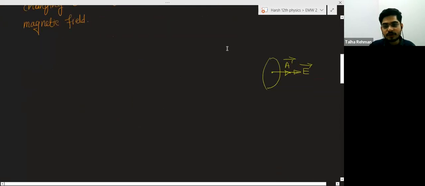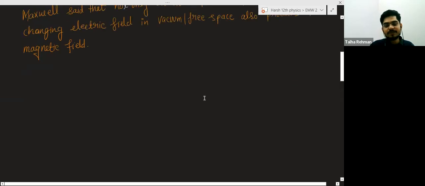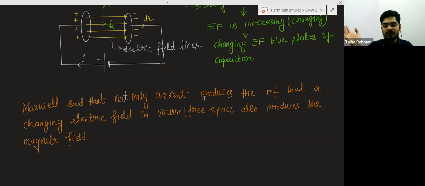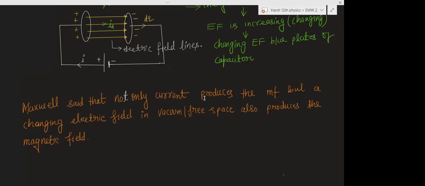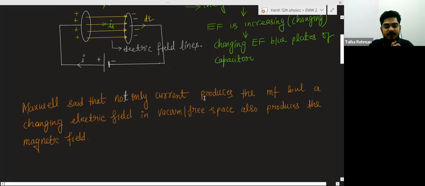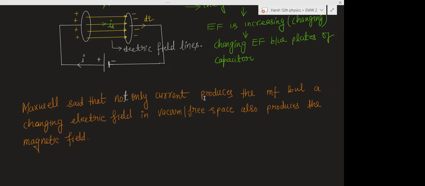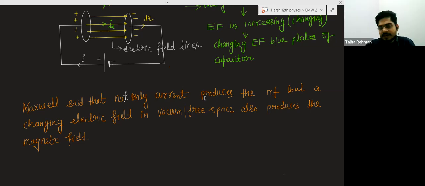Earlier, Faraday said that a changing magnetic field produces an electric field. According to Faraday's law of electromagnetic induction, if there is a change in the magnetic flux, there will be an induced EMF. In another way, we can say if there is a change in magnetic flux, it means the magnetic field is changing, and EMF is related to the electric field.